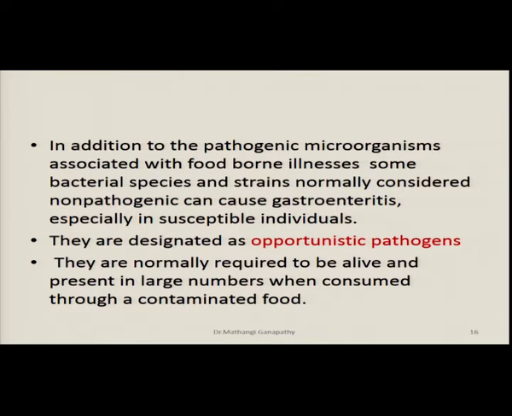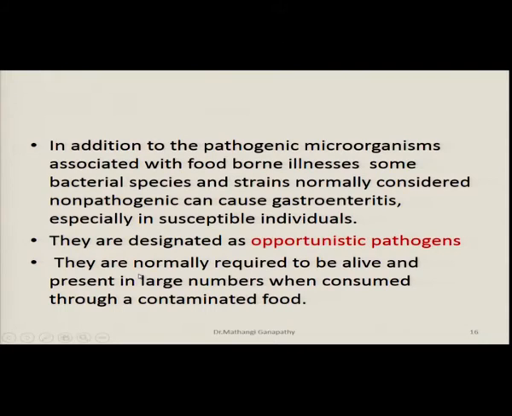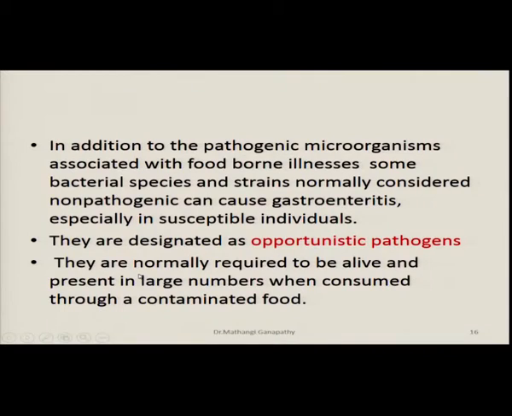A typical example is E. coli. It is your normal gut dweller, but you do have a pathogenic state of E. coli. So when you happen to consume food containing that pathogenic E. coli, once you consume the live cell, because of its tendency, it can transform your normal non-pathogenic bacteria into this, thereby asking it to produce the endotoxins, making you more ill. So then your normal gut dwelling E. coli becomes an opportunistic pathogen. They are normally required to be alive and present in large numbers when consumed through contaminated food.